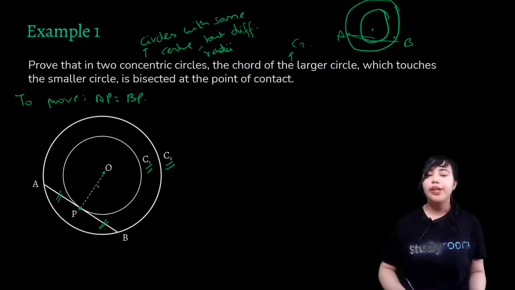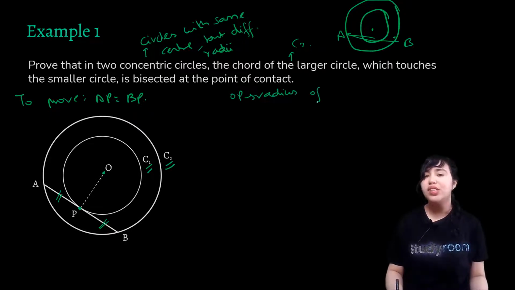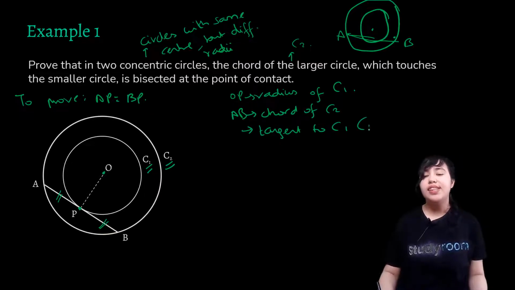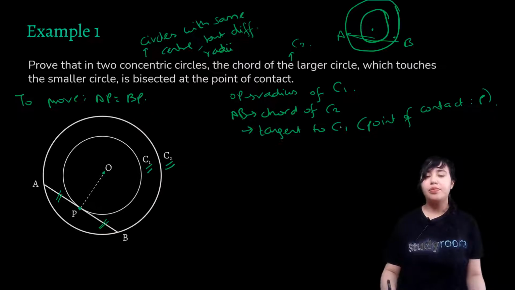So you have to join OP first of all, join it by dashed lines. So clearly OP is the radius. Radius of which circle? C1 or C2? Of C1. And AB is what? It is a chord of the circle C2, but it is a tangent to your circle C1. If it is a tangent, what is the point of contact? That is point P.